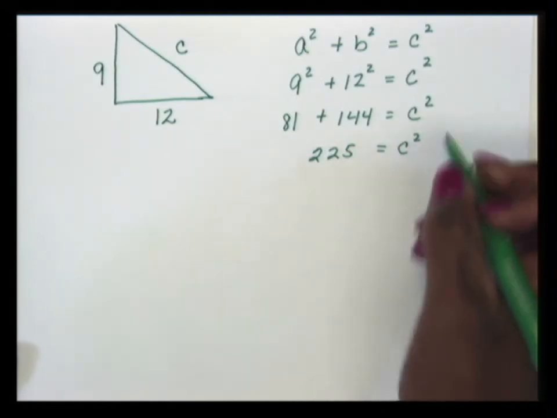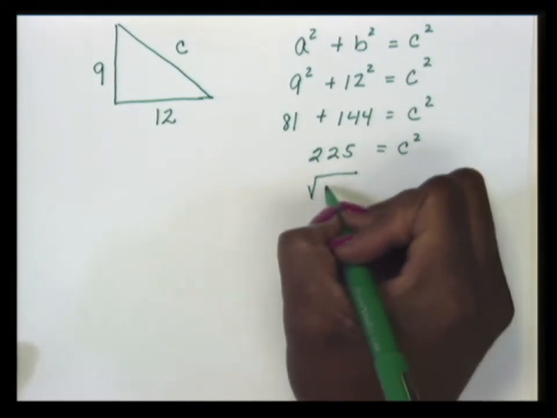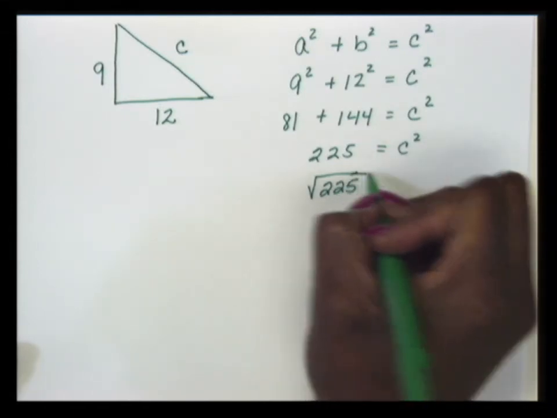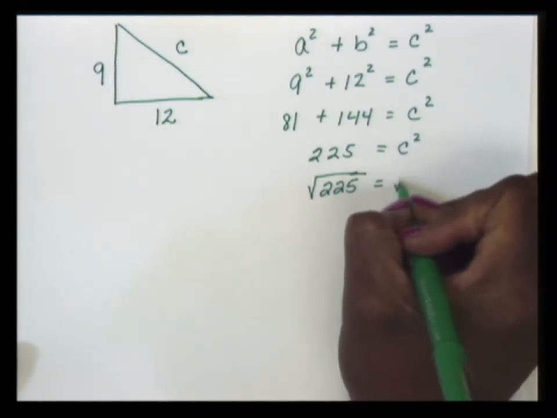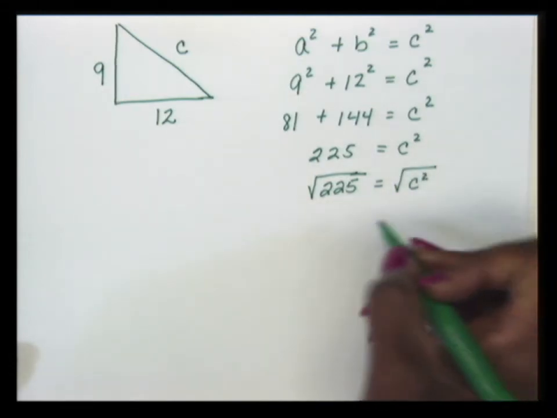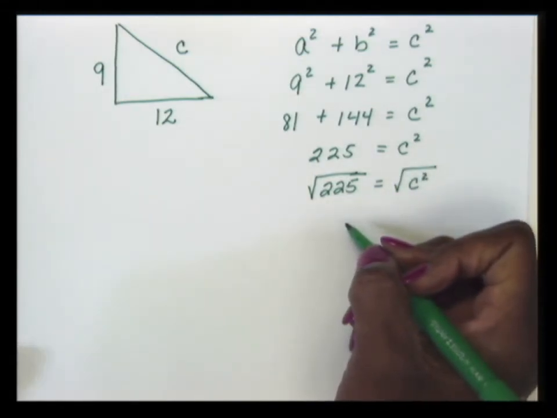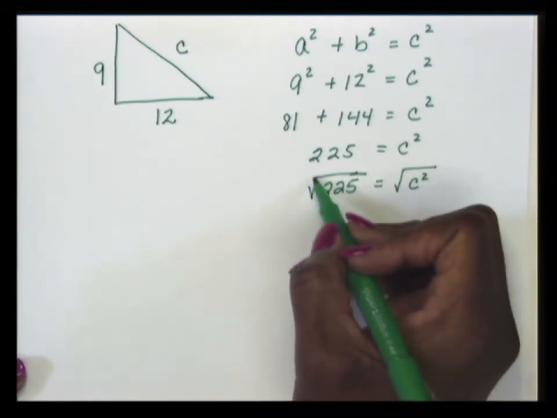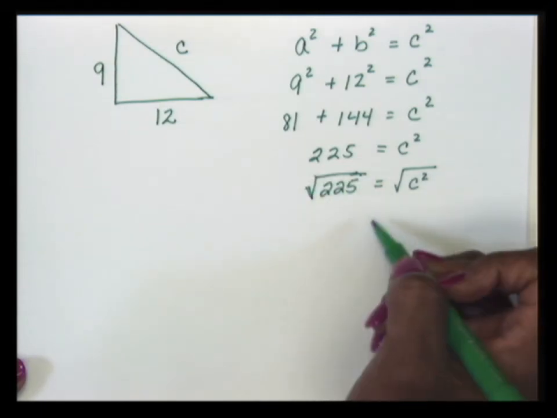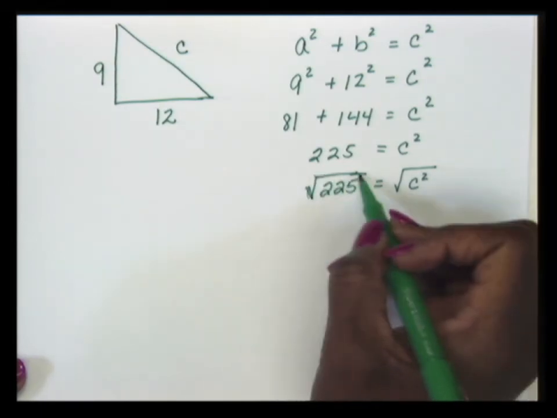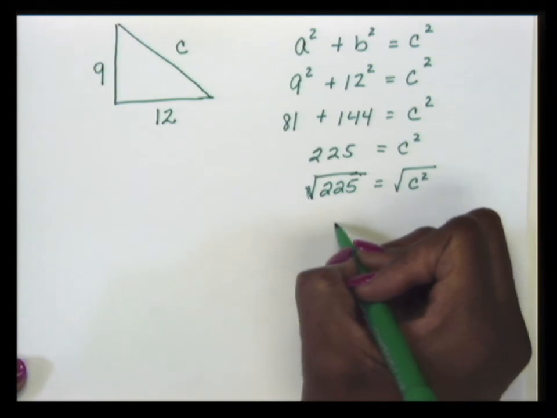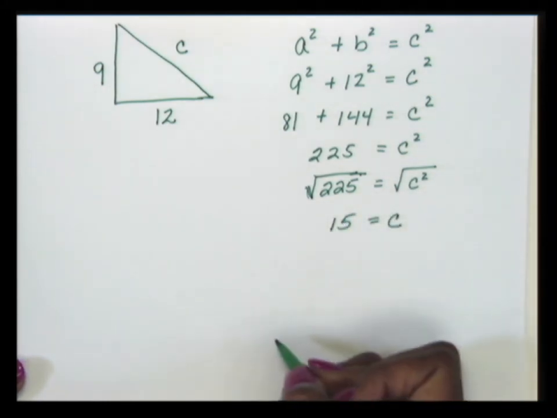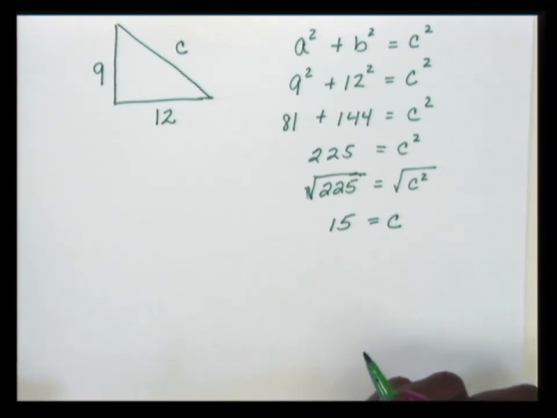Remember, the last thing that you're going to do is take the square root of your number. What number times itself is equal to 225? This one you may need a calculator. So when you use the calculator, you're looking for a button that looks like the square root symbol. You will take the square root of 225, and your calculator should give you an answer of 15. The hypotenuse in this example is 15.